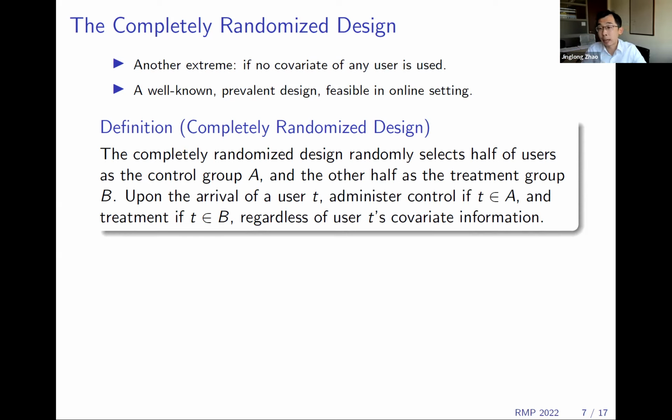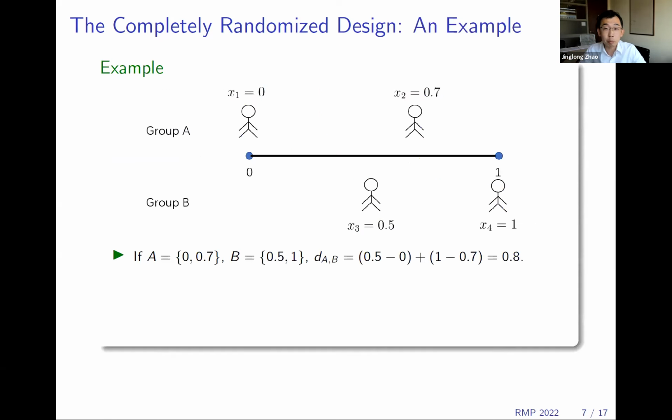On the other hand, if it happens to be control, we do control. Here's an example. Let the 4 users arrive sequentially.